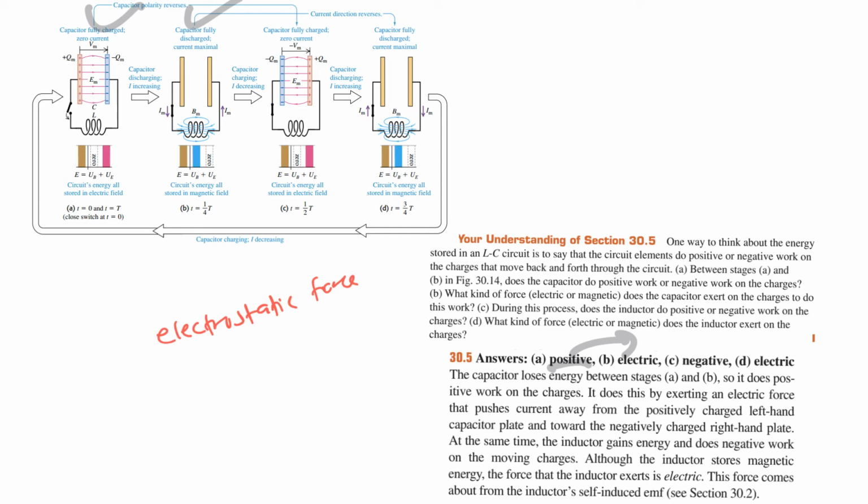At this time, when the capacitor is discharging, the inductor is going to do negative work on the charges, because at that particular time the inductor basically gains energy, which is stored inside its magnetic field. So the energy inside the electric field is transformed to the energy of the magnetic field. It means that the inductor is gaining energy, not opposing, not doing positive work on the charges.